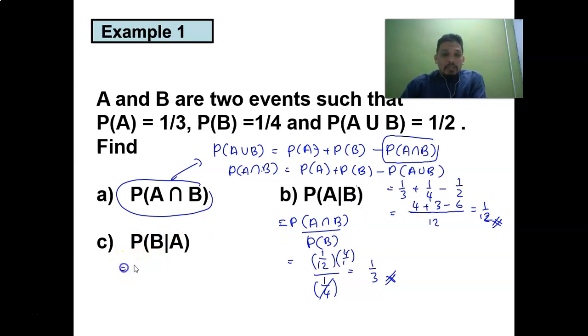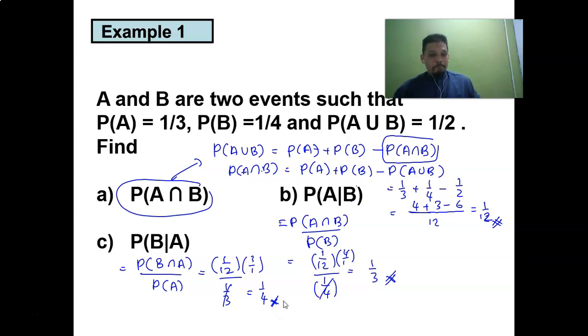And for C, it is probability of B intersect A divided by probability of A. Okay, probability of B intersect A or A intersect B, they are equal. You may use this 1 over 12. 1 over 12 divided by probability of A, which is 1 over 3. So here become 3 over 1. So 3 divided by 12 is 1 over 4.